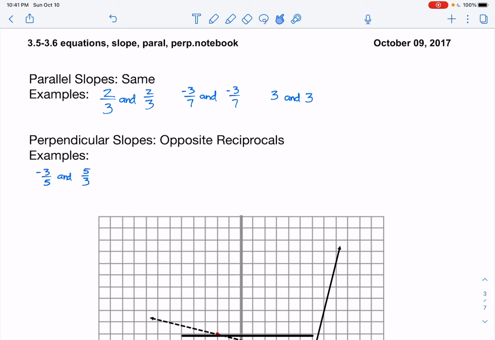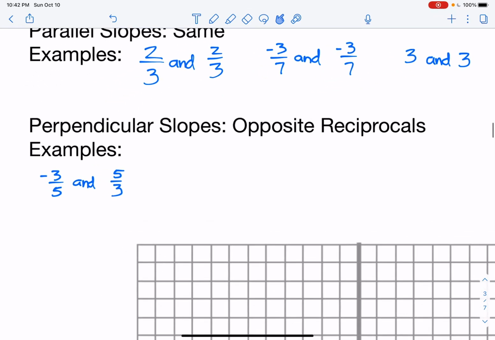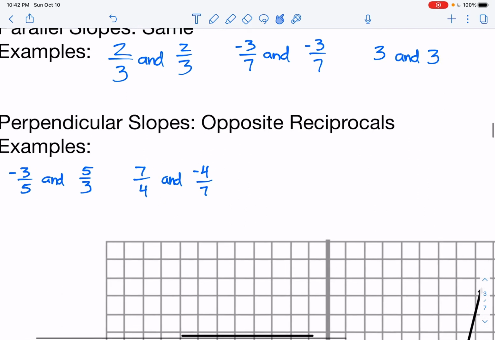-3/5 and positive 5/3. Notice that 3 and 5 flipped and it went from negative to positive. If you see two slopes that are -3/5 and positive 5/3, that would indicate that they are perpendicular. Or 7/4 and -4/7. Positive 7/4, -4/7.